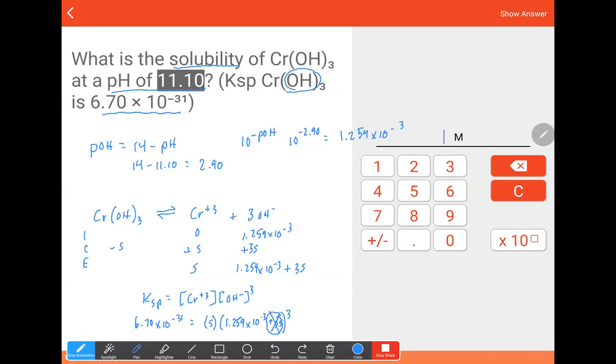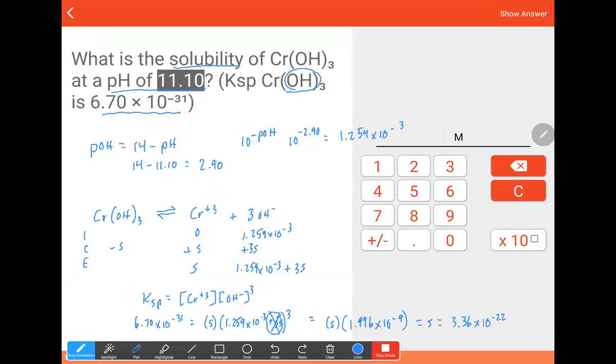So we're going to take that 1.259 EE negative 3 and raise it to the third power, which is equal to S times 1.996 times 10 to the minus 9th. So I'm going to divide that out from the KSP. So 6.70 E minus 31 divided by 1.996 EE minus 9 equals S. So S equals 3.36 times 10 to the minus 22.